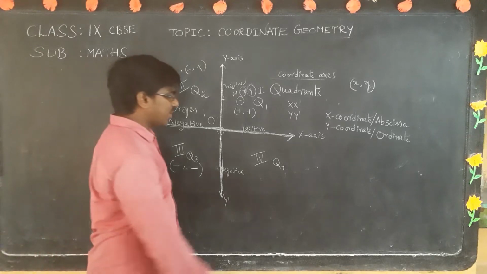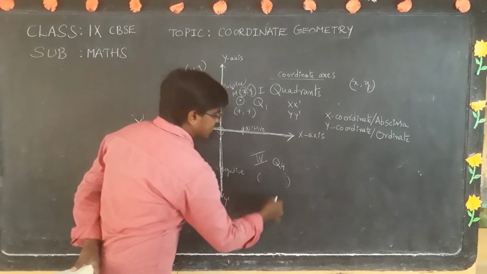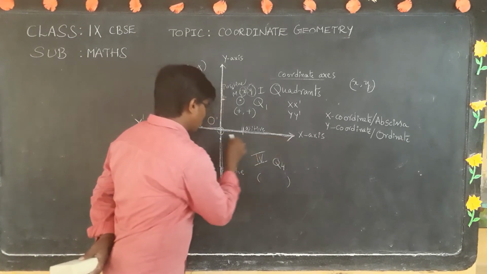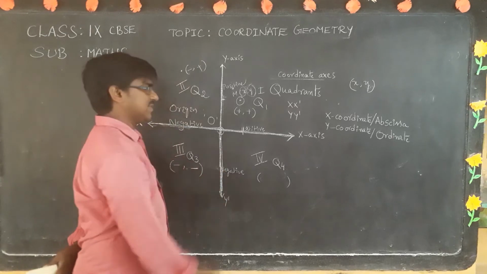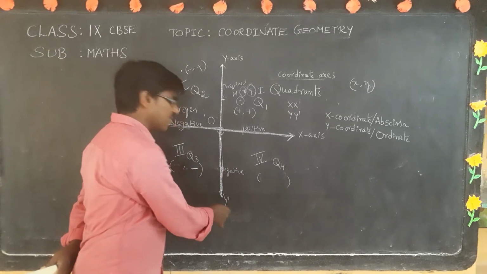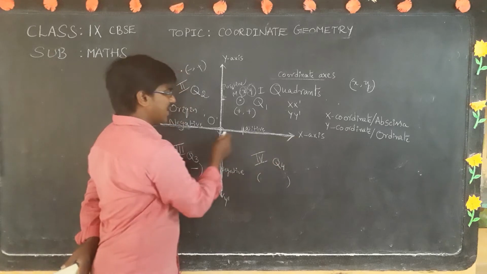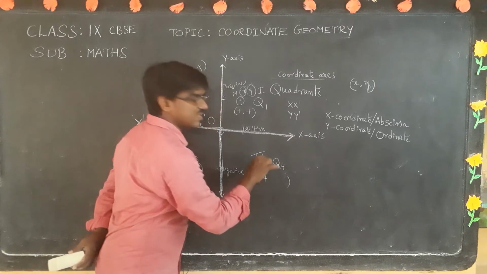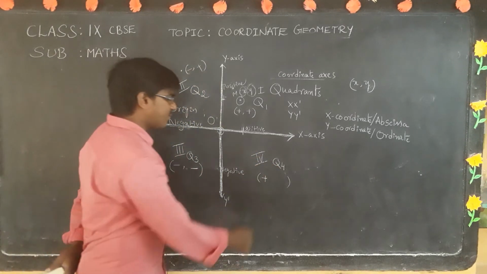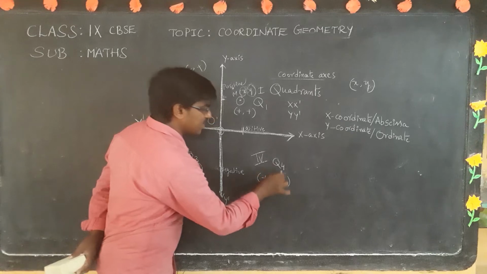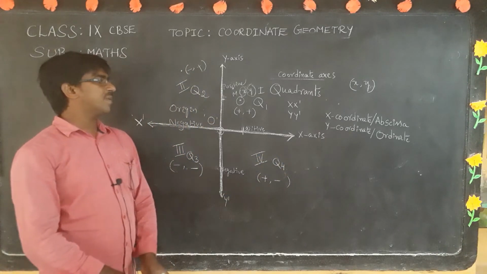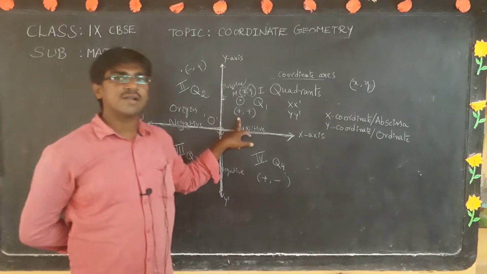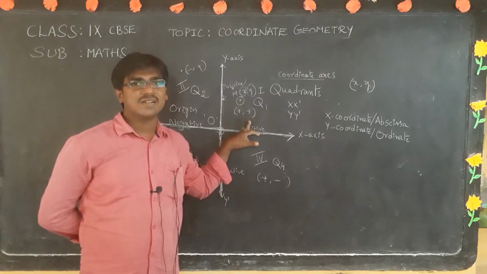And next, if you come to the third quadrant, what is the sign of x coordinate and y coordinate? So this belongs to the negative x axis and negative y axis. Here this is positive, means x coordinate sign becomes plus, and then y coordinate sign becomes minus. Like this, you have to remember the signs of the coordinates in the quadrants. In the first quadrant both will be the same sign, that is plus.